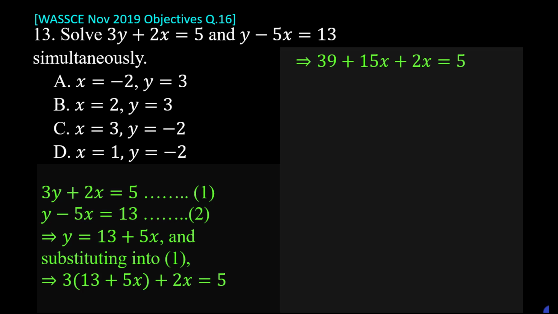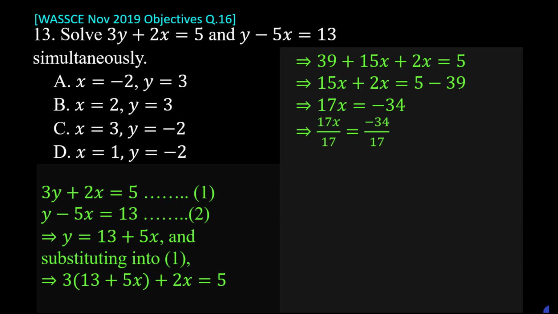And now subtracting 39 from both sides, we are going to now have 15x plus 2x equal to 5 minus 39. Simplifying further, we now have 17x is equal to -34. Now dividing both sides of the equation by 17, we are going to have the expression as shown below, and that would imply that x is equal to -2.